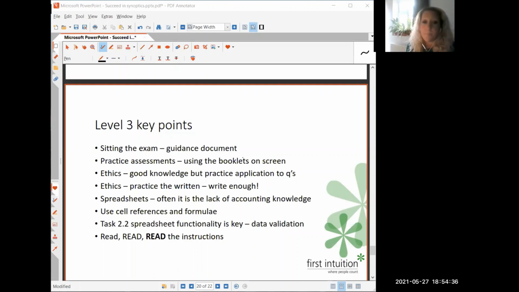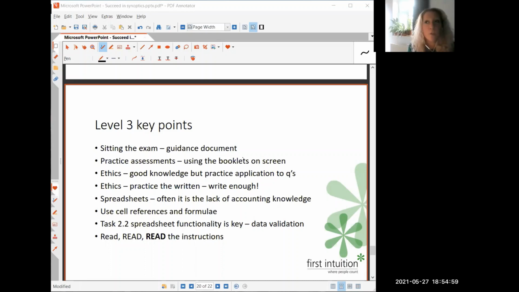Spreadsheets. Make sure that you understand spreadsheets in an accounting environment, that you're not going to see anything that you wouldn't expect to see working in a finance role when you come to do your real assessment in terms of the spreadsheets section. So practice questions again there, different types of questions.